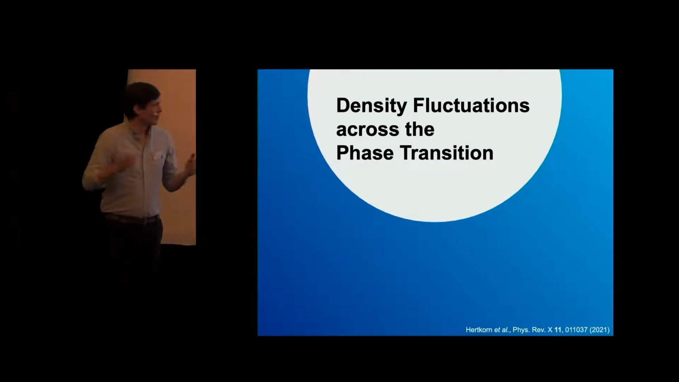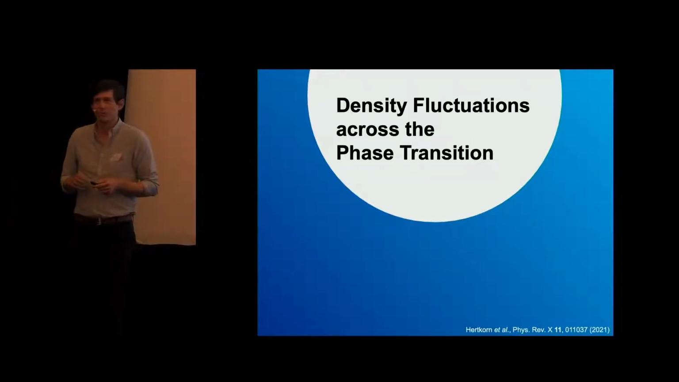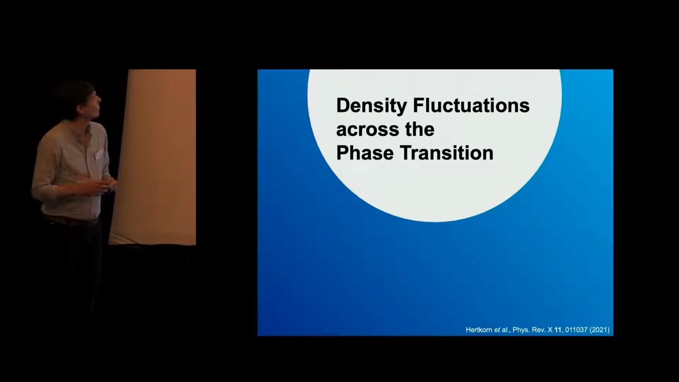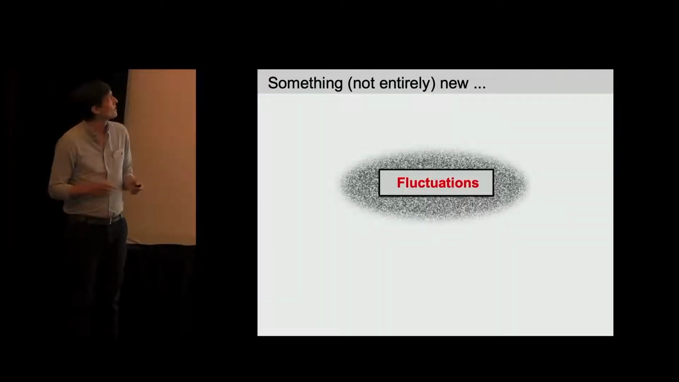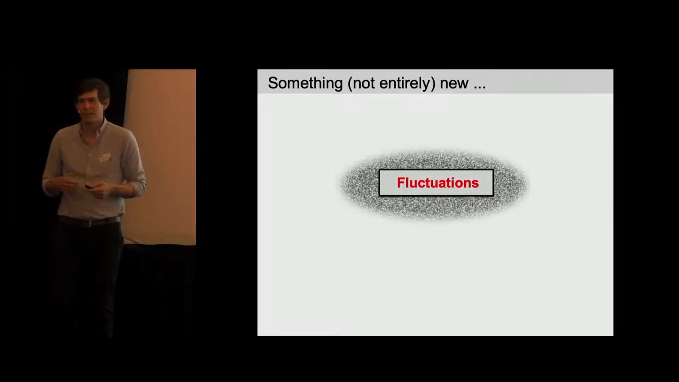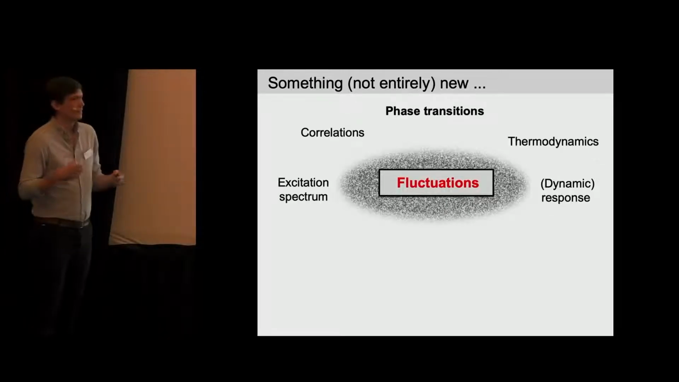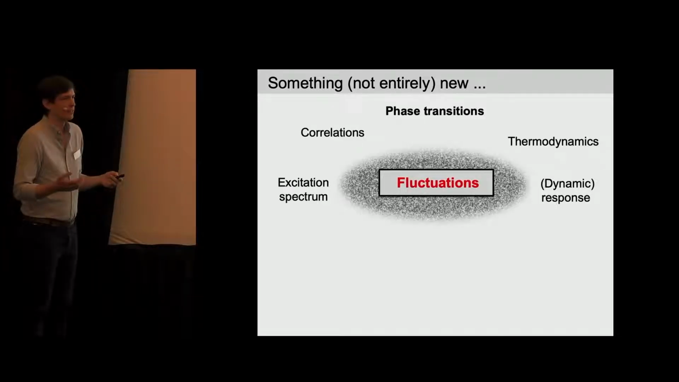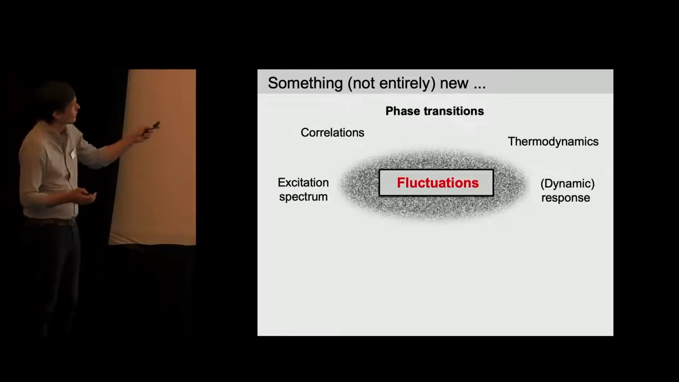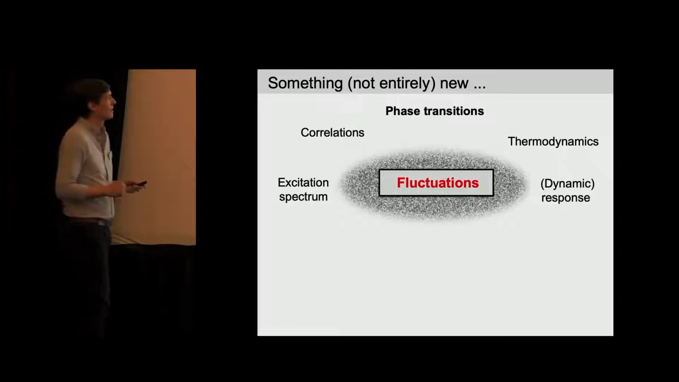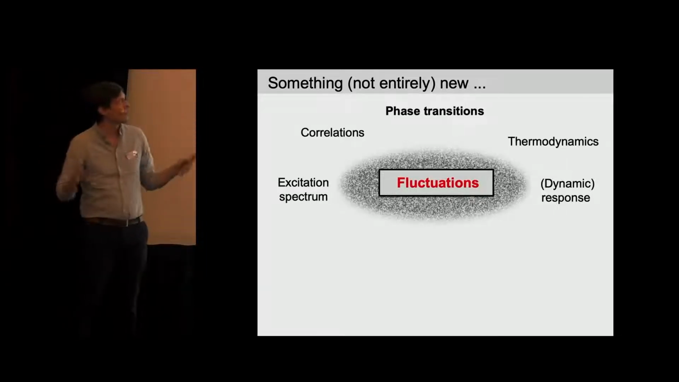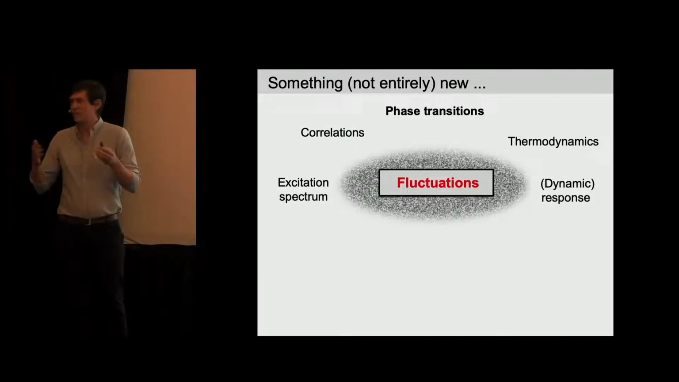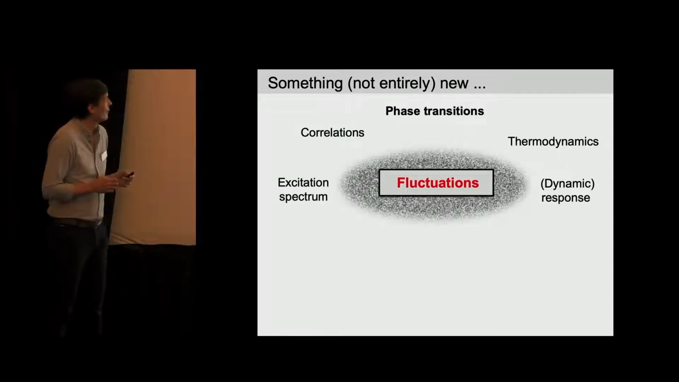Good. Of course, once you observe this, you want to learn more about it, and one way forward for us was to actually look at fluctuations across the phase transition. Why fluctuations? That's of course not something entirely new, but it's something very nice because it's related to so many interesting things, like, for example, of course, the phase transition is inherently connected to this, but also correlations, the excitation spectrum, thermodynamics, and the dynamic response of the system. So there's a little bit for everyone.